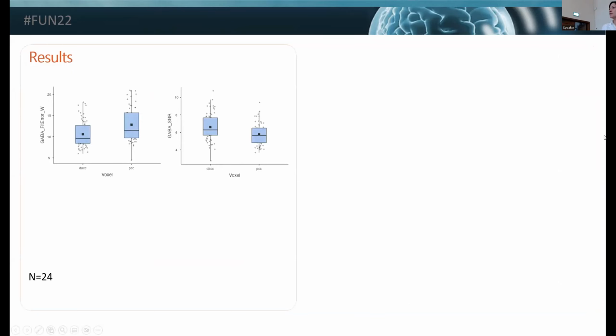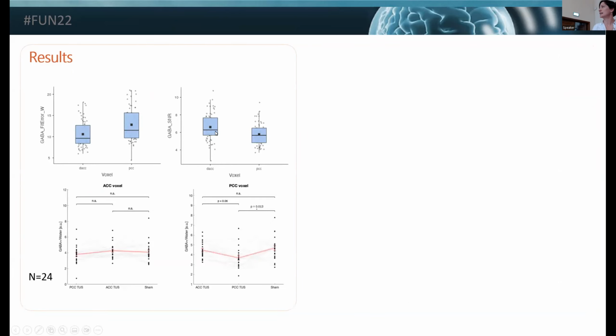And so in terms of data quality, we're pretty happy with the error fit and the SNR. If anything, the ACC maybe had higher quality data than the PCC. And these are the results. Let me unpack this a little bit.